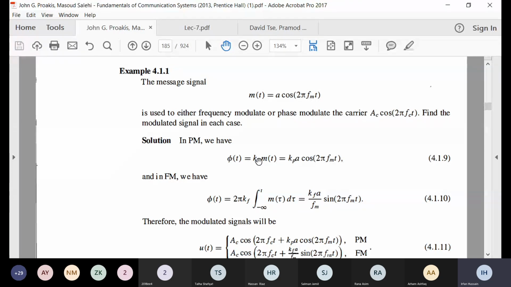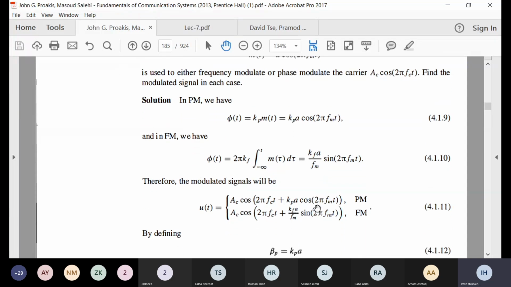Then I do its FM. In FM, I have 2 pi kf integral of m(t). The integral of course will be sine over 2 pi fm, and the 2 pi cancels. So it will be kf a over fm. So we have calculated their phi's. Just substitute their phi's inside the expression. The expression was A cos(2 pi fc t plus phi(t)). Phi(t) is equal to this for PM, and phi(t) is equal to this for FM.